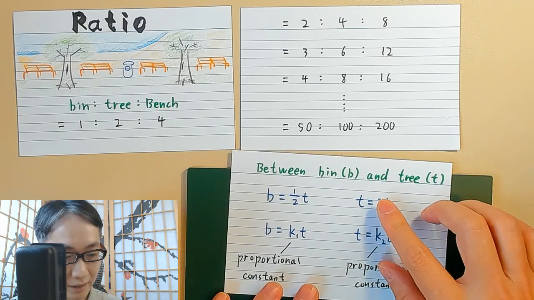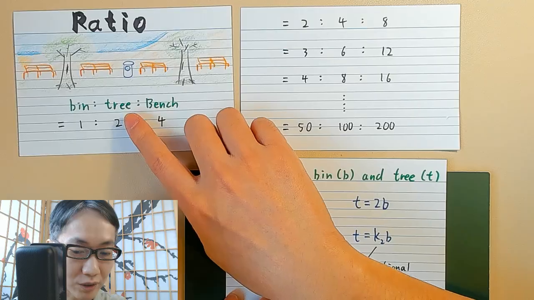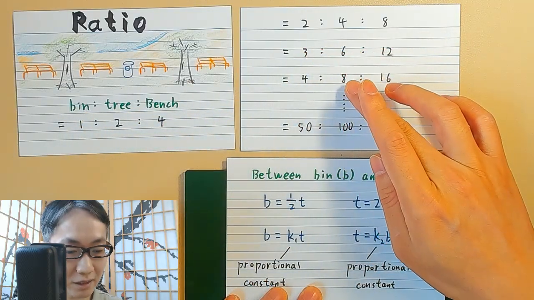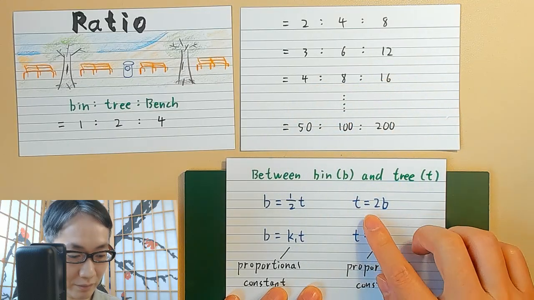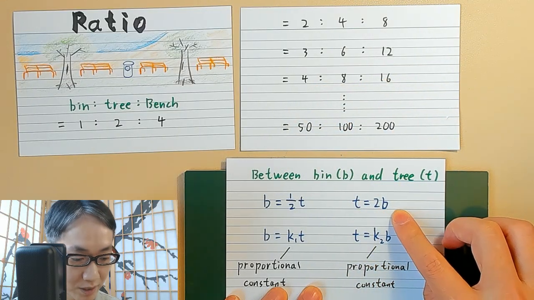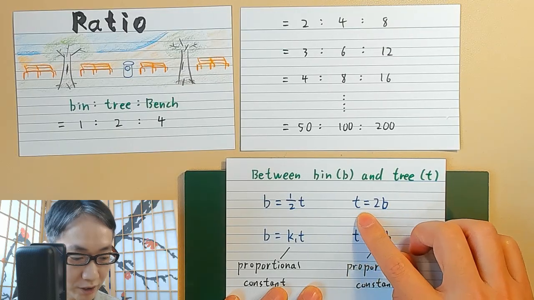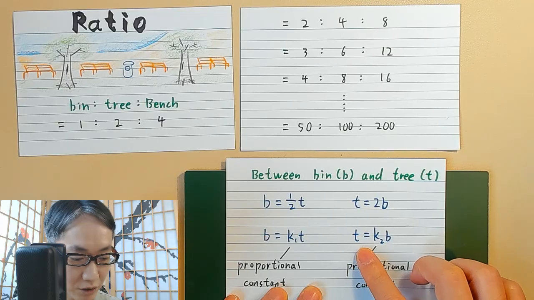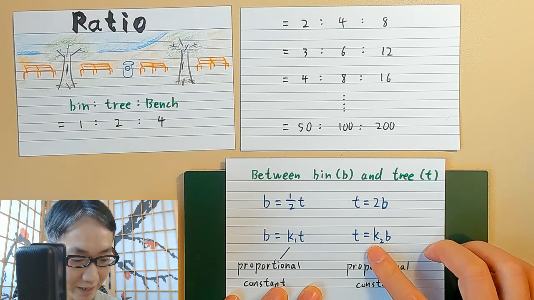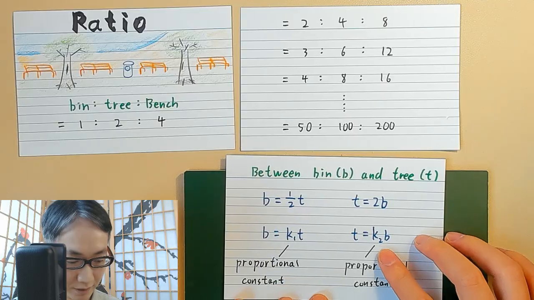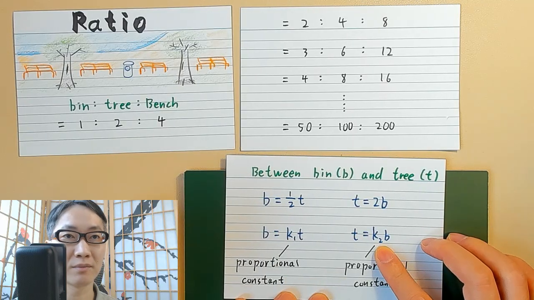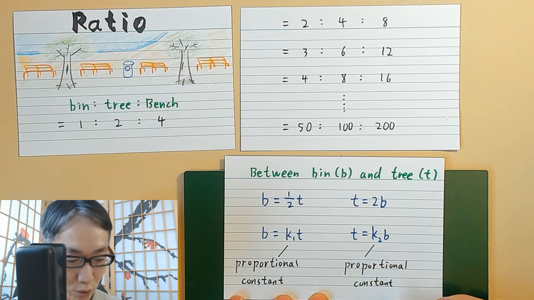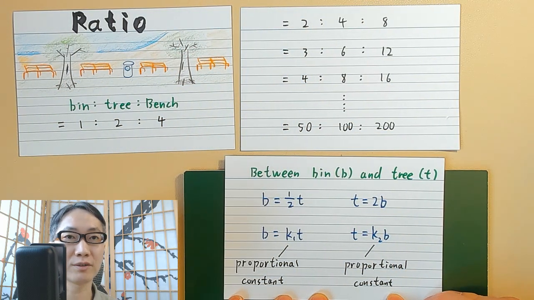Or I can also say that the number of trees is always 2 times that of bins. 6 is 2 times 3, 8 is 2 times 4. Then we say t is equal to 2 times b. This will always be true. And it can also be expressed as t equals k2 b. This is also a proportional constant. So the variables can change, but the proportional constant will not change.